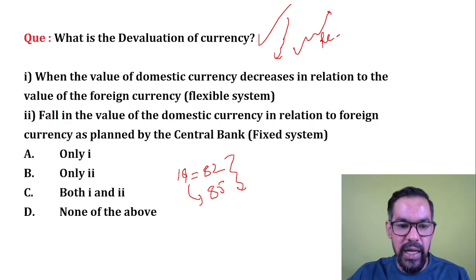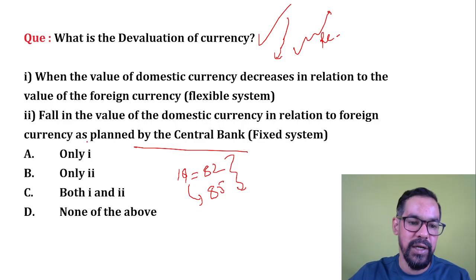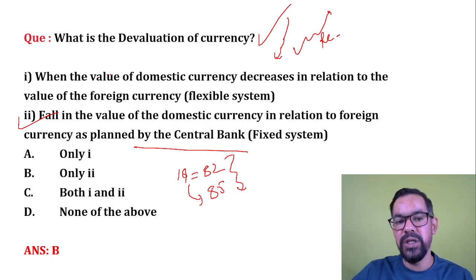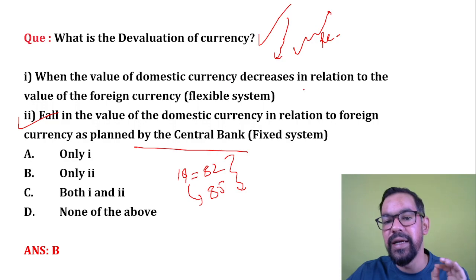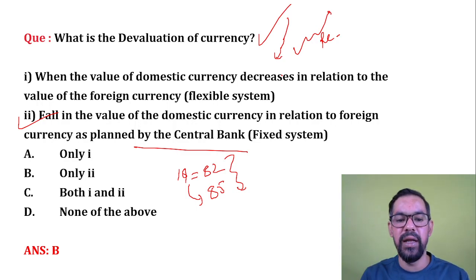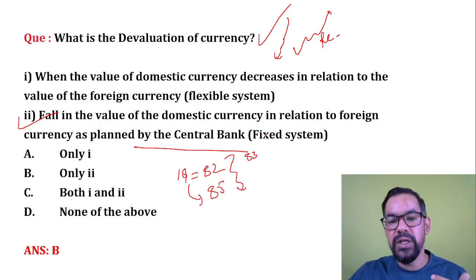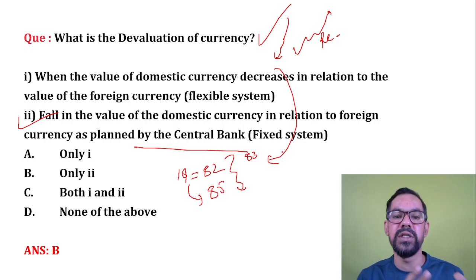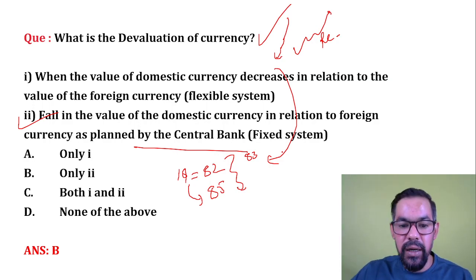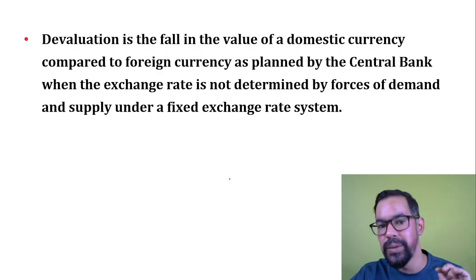So what will be the correct answer? Fall in the value of domestic currency in relation to foreign currency is planned by the central bank or central government. So option B will be the correct answer. Whereas if the value of domestic currency decreases in relation to foreign currency, that is decided by market conditions. Like let's say on the basis of demand and supply, the value of the Indian currency after some time becomes 83. This is the first case. We cannot control this, it totally depends on the economic performance of India as well as the US. But here the government intentionally decreases the value of our currency, that is known as devaluation. Hope this is clear to all of you.